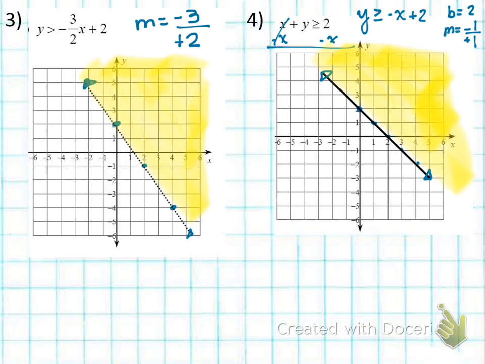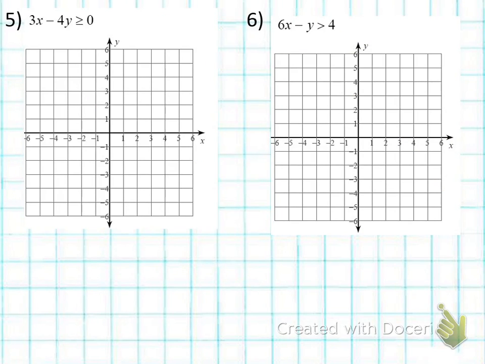Here we go, number 5. On number 5, are we in slope-intercept form? No. So what should I do first? Subtract what? 3x. Okay, we're going to subtract. So what we get now is negative 4y is greater than or equal to negative 3x.